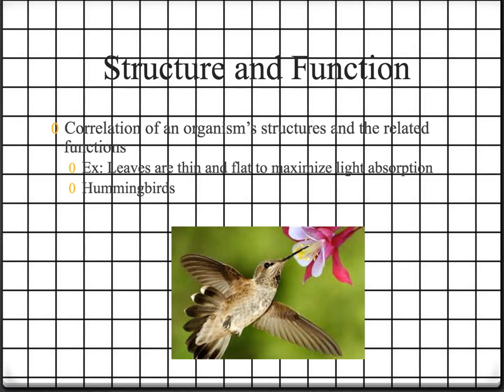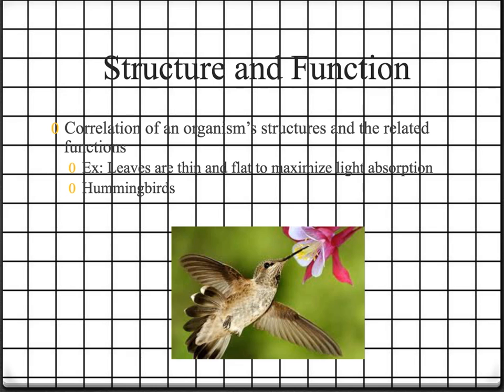When we look at systems biology, and especially emergent properties, what we end up discovering is that there is a correlation between an organism's structures and the functions that an organism can do. One example of that are leaves. Plants' leaves are very thin and flat, which allows them to get the most sunlight or light absorption possible.